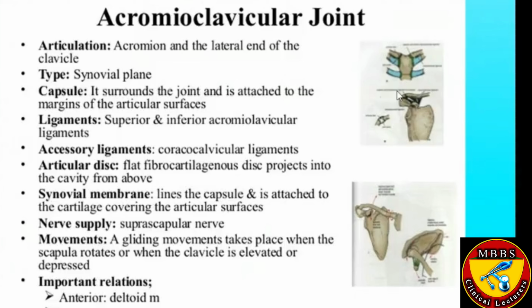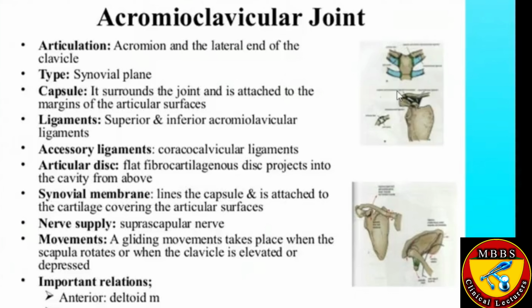There are different ligaments attached, like the superior and the inferior acromioclavicular ligaments. There are accessory ligaments, the coracoclavicular ligament, which is the main bond of union of the acromioclavicular joint. There is an articular disc, a flat fibrocartilage disc which projects into the cavity from above. The synovial membrane lines the capsule and is attached to the cartilage covering the articular surfaces. The nerve supply is the suprascapular nerve, and the gliding movements take place when the scapula rotates or when the clavicle is elevated or depressed.